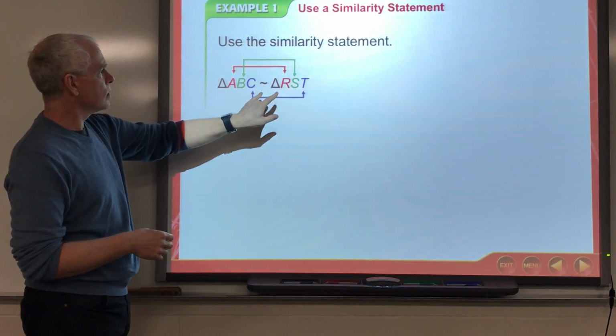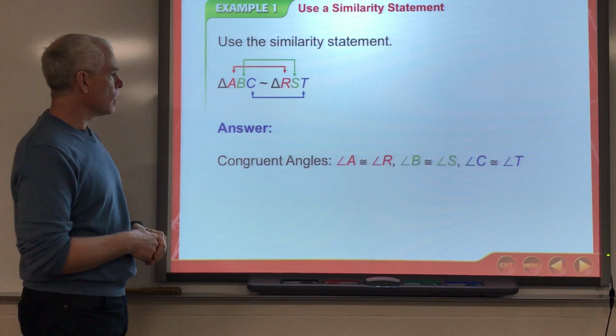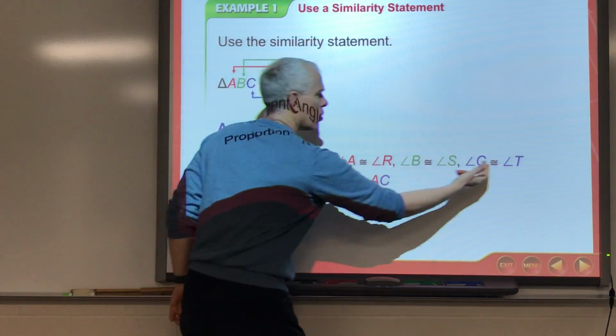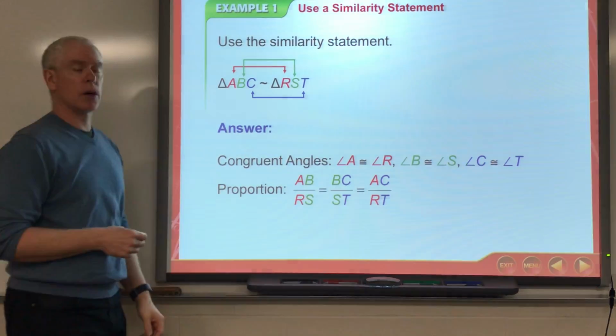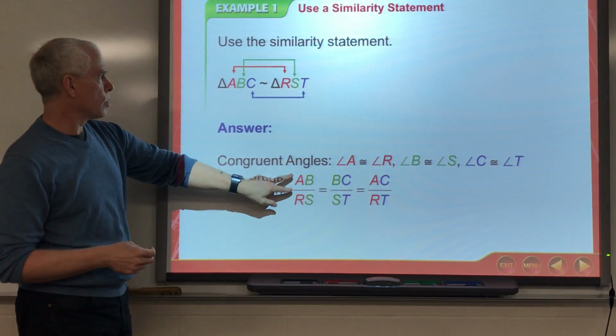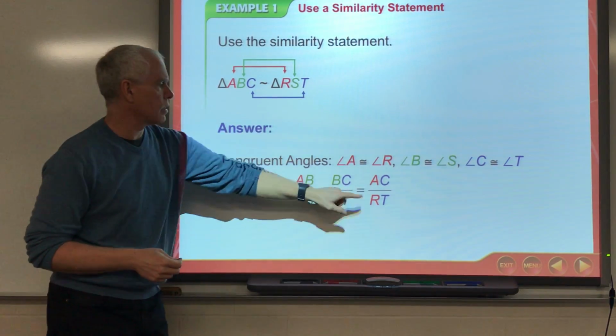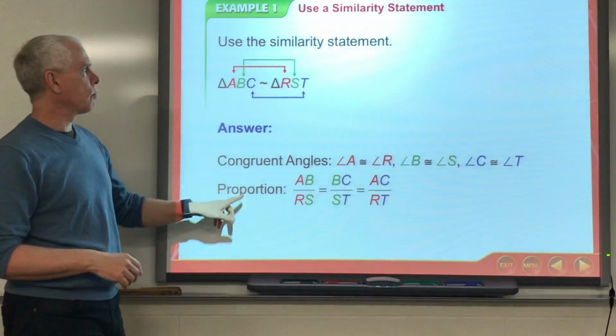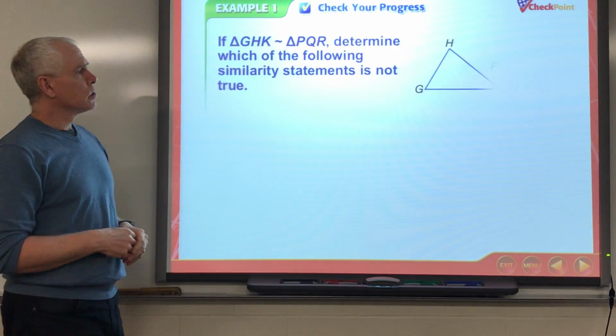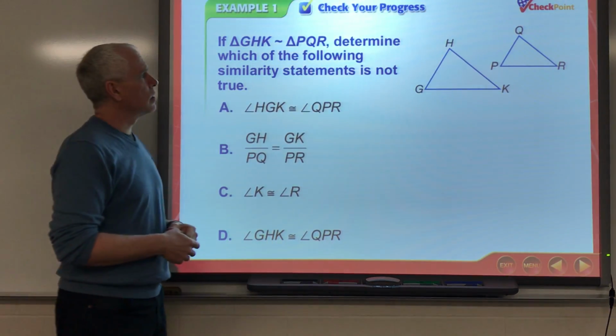So knowing that these are similar, okay, there's the corresponding congruent angles, so you need to list those. And this is the statement of proportionality. AB over RS equals BC over ST, etc. Okay, that's all we're looking for in that example. Okay, so pause the video, give this one a shot yourself.